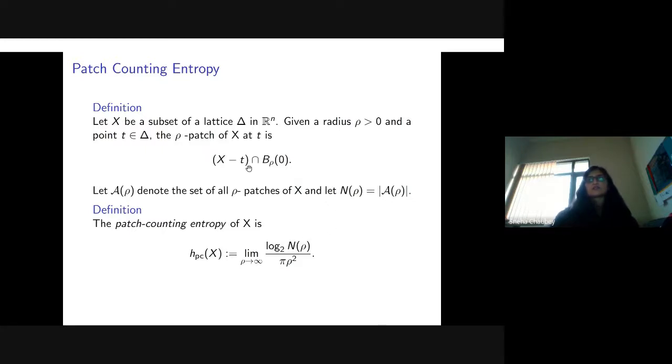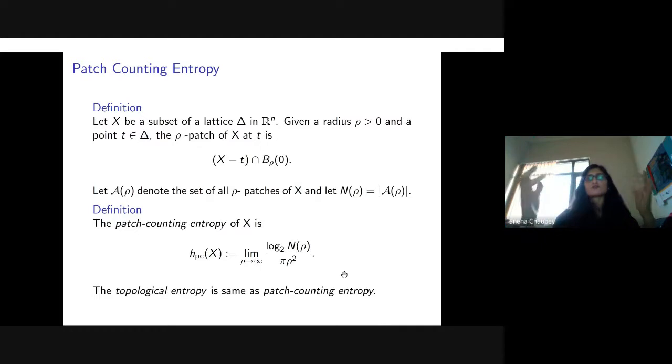Then using this notion of rho patch, you define a limit such as this, which is called the patch counting entropy. This is a common thing in topological dynamics. In fact, using some kind of variational principle, one can see that the topological entropy is the same as the patch counting entropy. So entropy basically measures the complexity of a system. That's the intuitive idea for those of us who do not know much about topological dynamics.